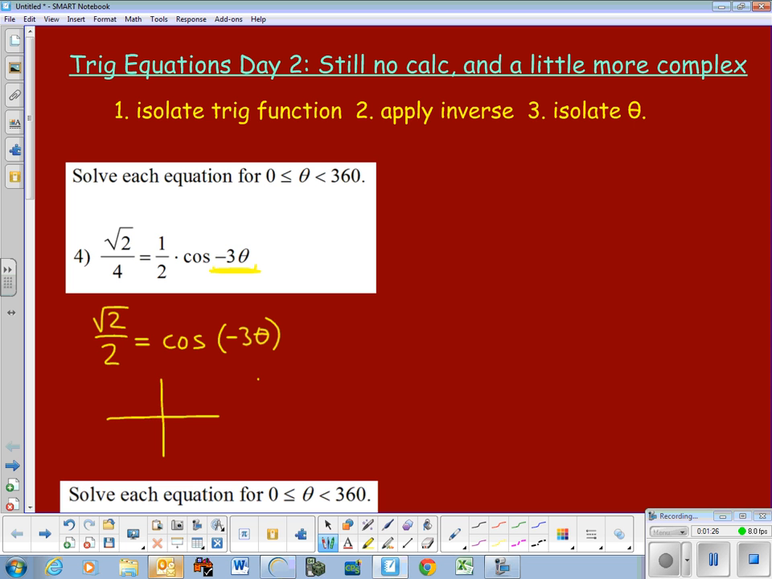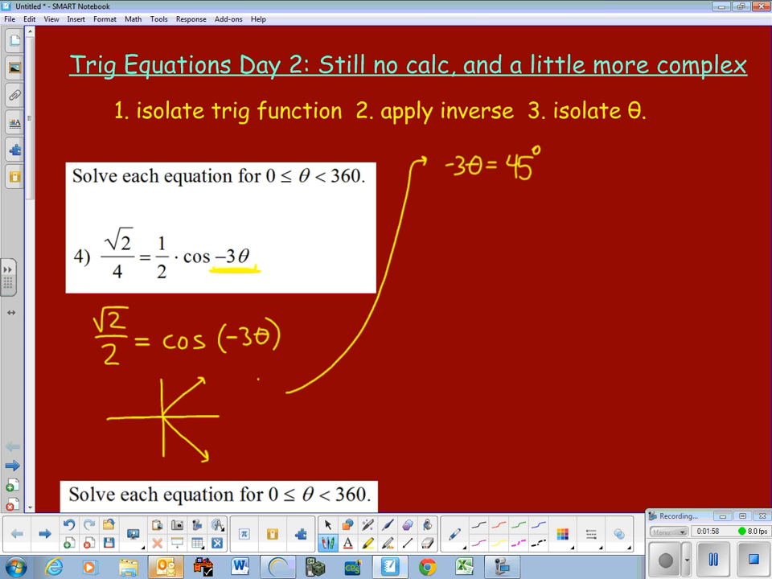Okay, so cosine is positive square root 2 over 2 in the middle of the first and the fourth quadrants. We are in degrees here, so that's going to happen at, I can say it in a few ways, I'm going to call this 45 and 315. Now, that's not what theta equals. That's what negative 3 theta equals.